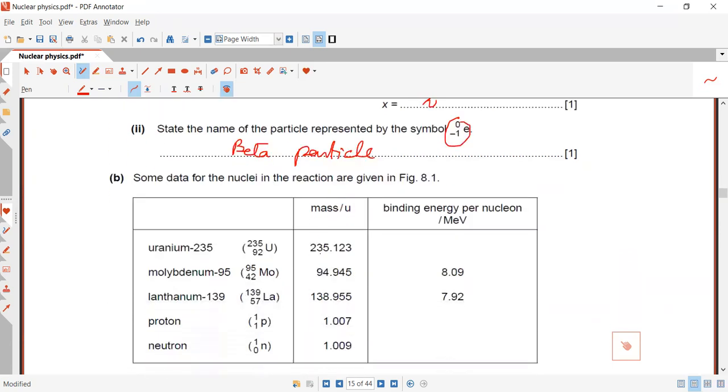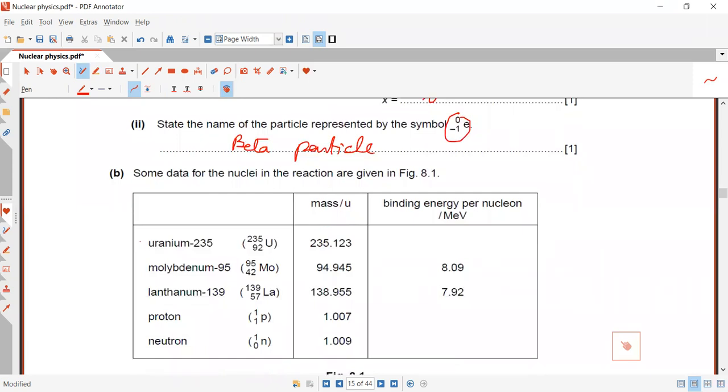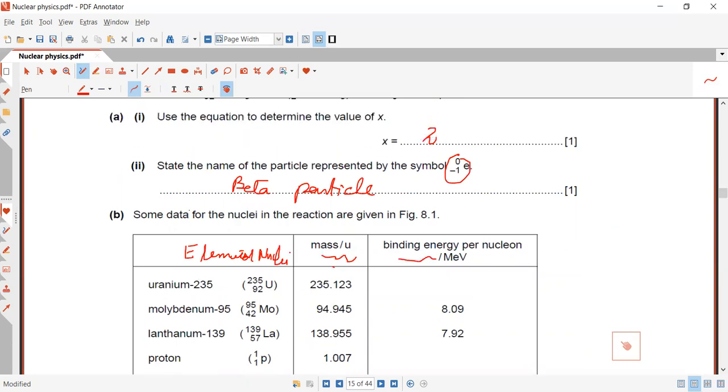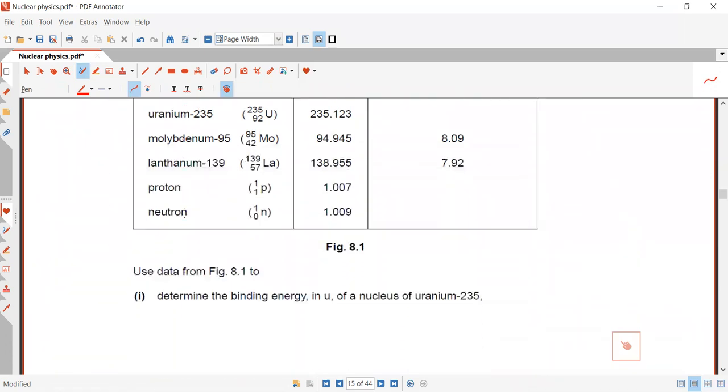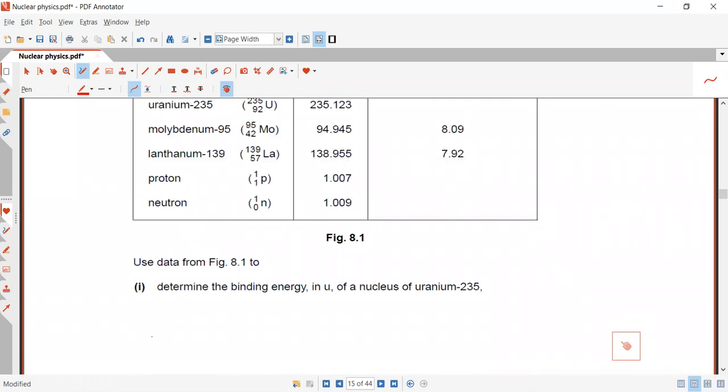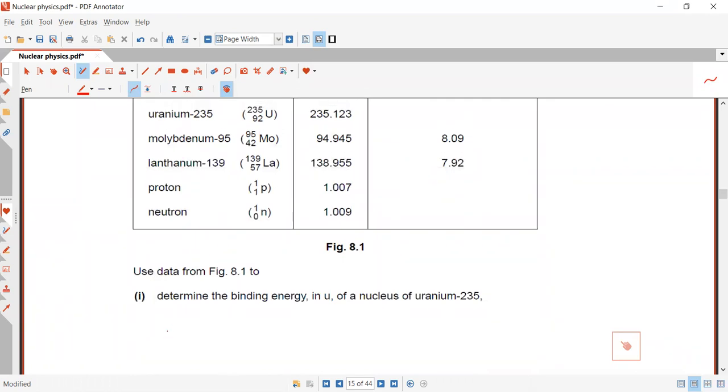Okay, so now the question is a little different. We are given the elemental nuclei, their mass in U and the binding energy per nucleon, for the above reaction. Here is the reaction, right? So the question is: determine the binding energy of the uranium nucleus. You know that. How to do it?